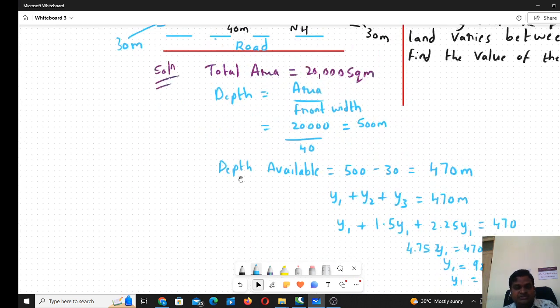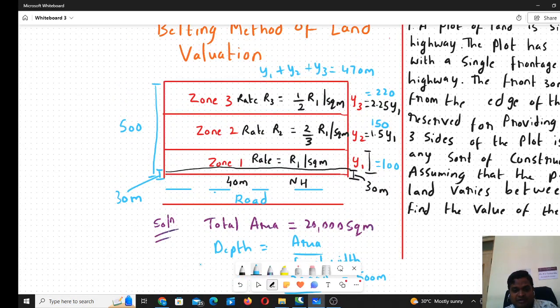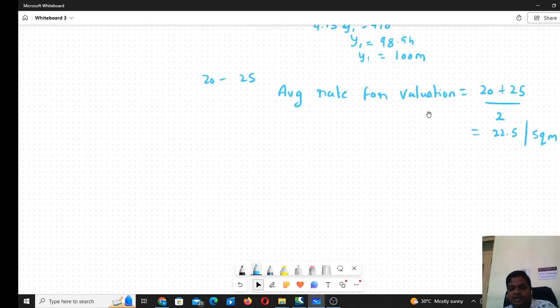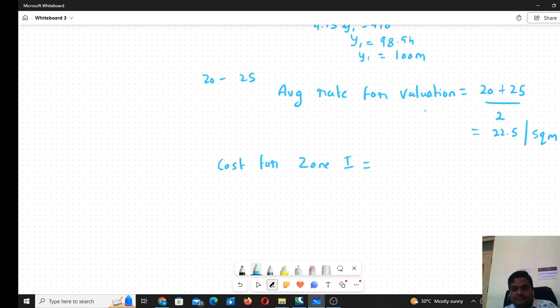Now this rate is fixed. R1 comes out to be 22.5. Similarly R2 will be 2 by 3 of 22.5. So R1 I have calculated as 22.5, and I need to find the cost of each zone now, right? So cost for zone 1 will be area into R1, area into the rate.